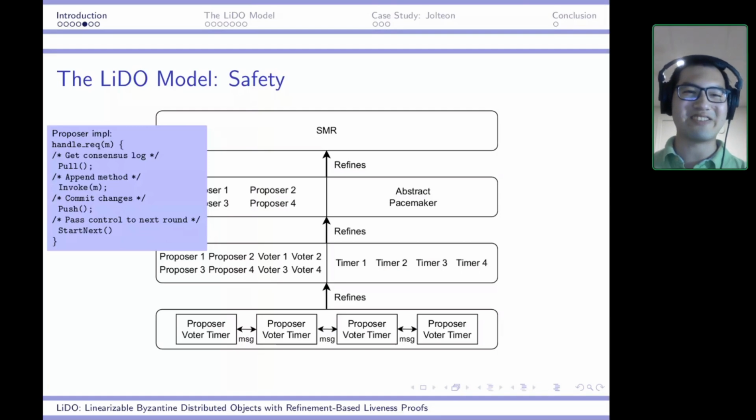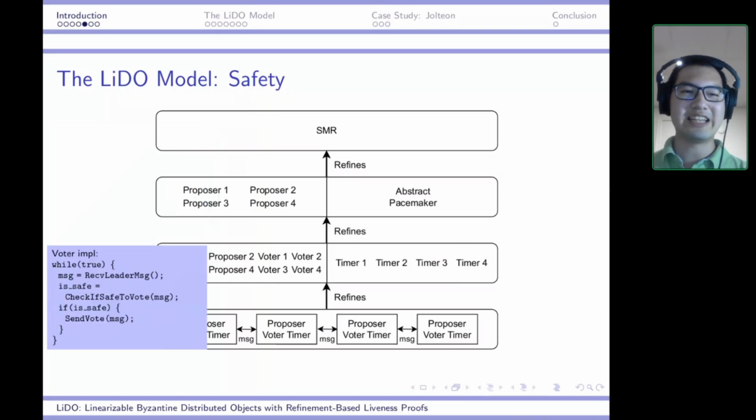Now, of course, the proposer could be faulty, and so it needs to work with a group of voters to ensure correctness. And the voters are implemented by running an infinite loop of receiving requests from the leader and checking if it's safe to vote, and if yes, then it sends the vote, otherwise it drops the request. And finally, at the lowest level, we have the network model where these proposers and voters are implemented on individual networking nodes.